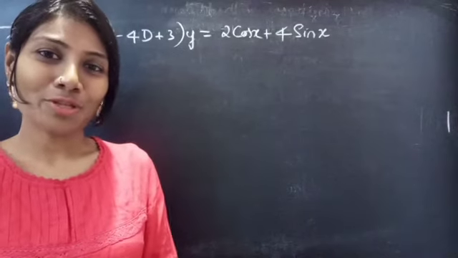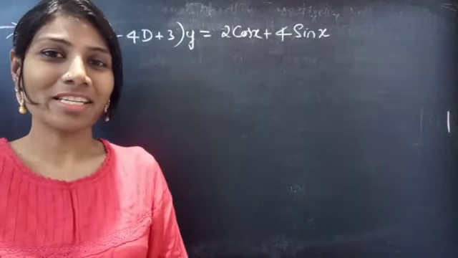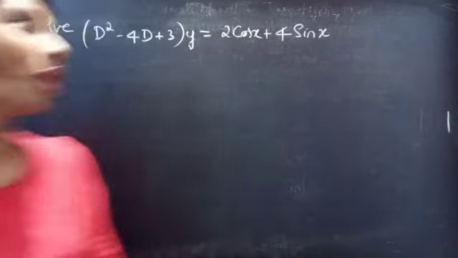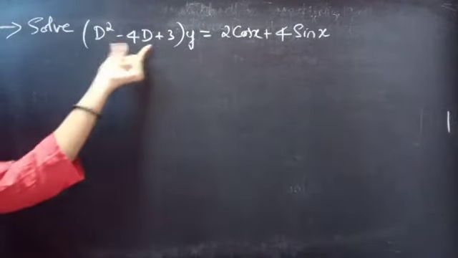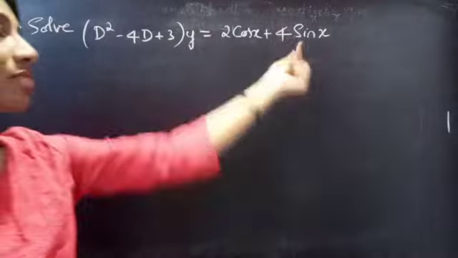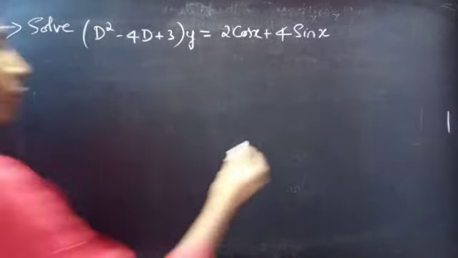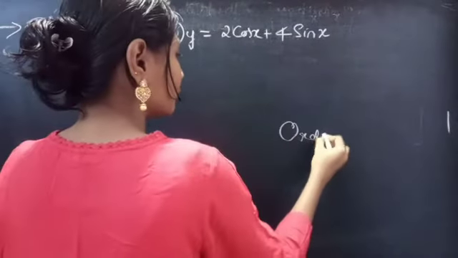In this video, we are going to solve a differential equation from higher order linear differential equation. So let's get going. Problem: solve (D² − 4D + 3) y = 2 cos x + 4 sin x. So firstly, let's find the order and degree of the given differential equation.